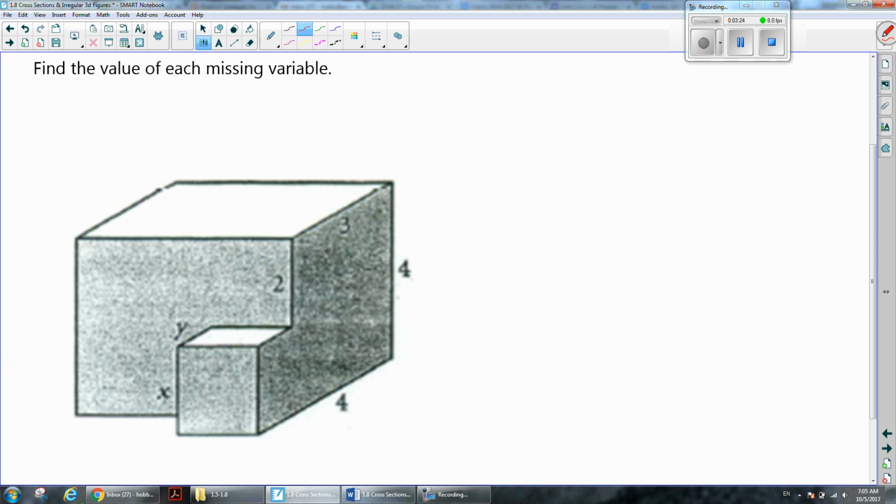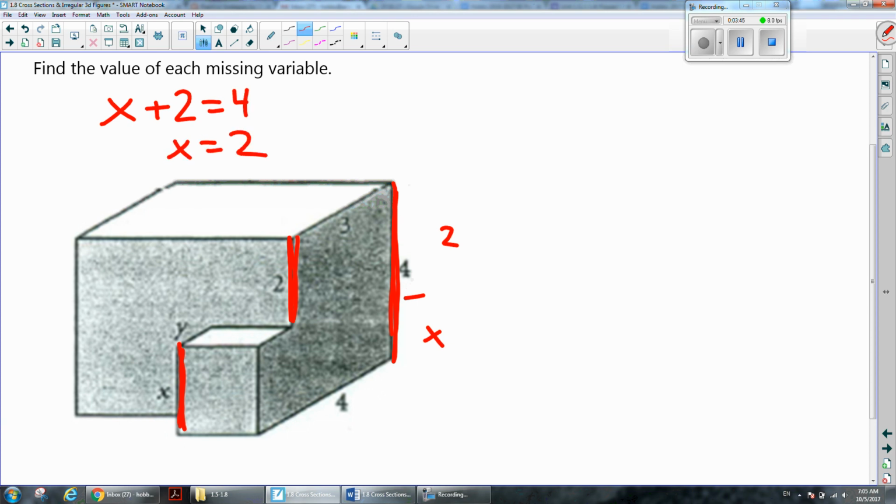Okay, so if we look at x, x is a vertical component. Here's another vertical component, and our biggest vertical component. So when we look at this, this part here is really like x, this part here is 2. So x plus 2 has to equal that whole length of 4. So x is just 2 units.